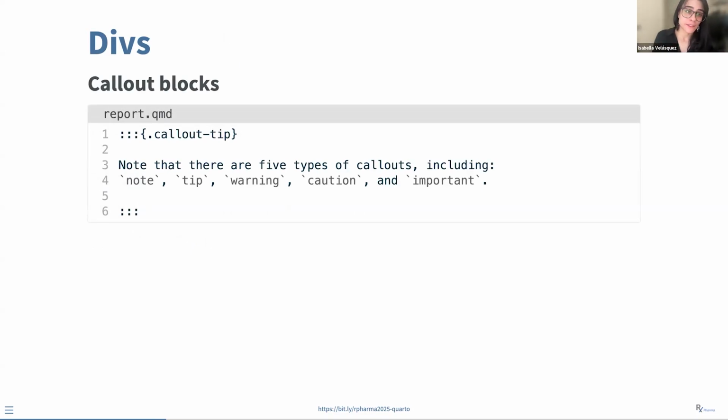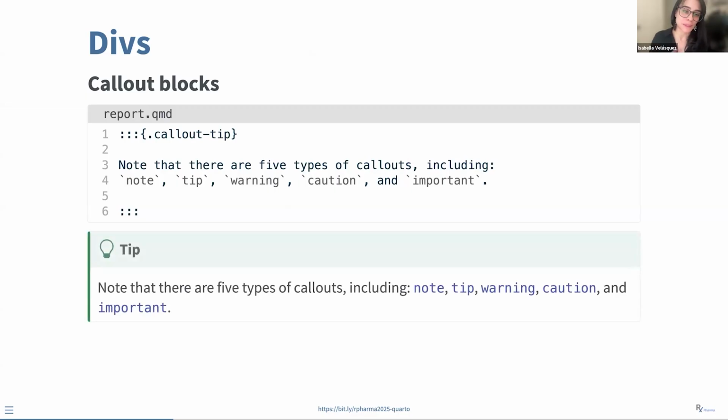There are several divs that are built into Quarto. So for example, a callout box surrounding some text with these three colons and then callout-tip and then curly braces will result in something that looks like that. So a really nice and simple way of creating these kinds of looks.